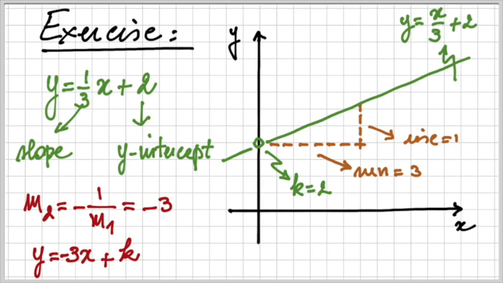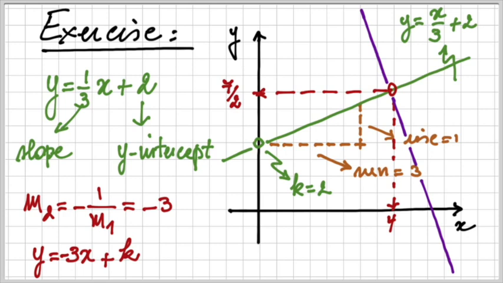We can put this in the equation. So y is -3x plus k. So that's the equation of the perpendicular line. We put it through the point (4, 7/2). And now we can draw the line, and we can calculate its equation. It means we can calculate the value of the y-intercept, and we find it through this point.